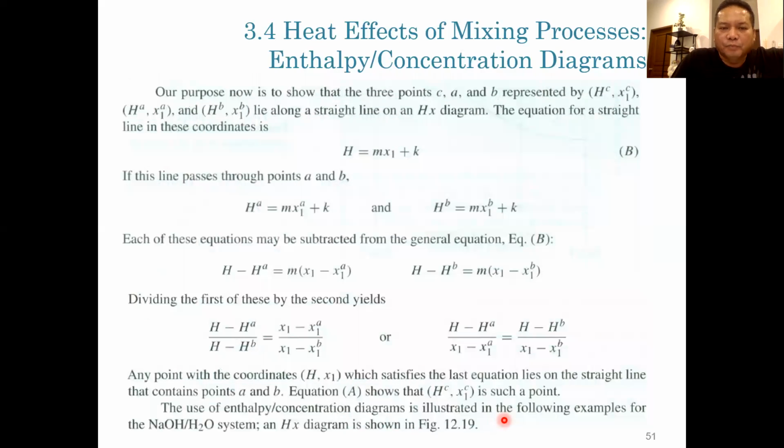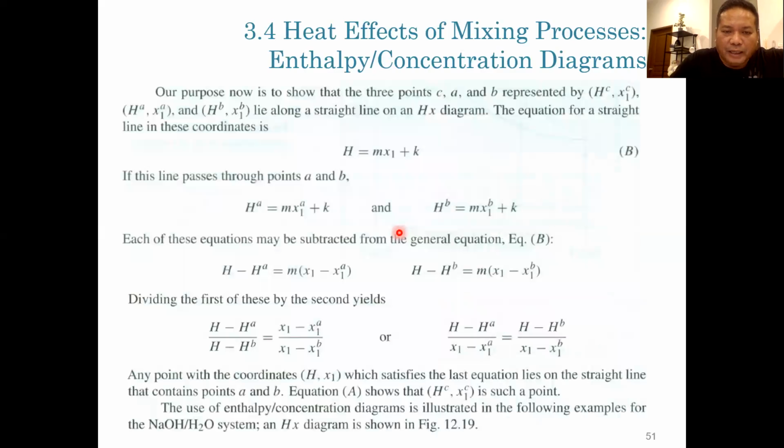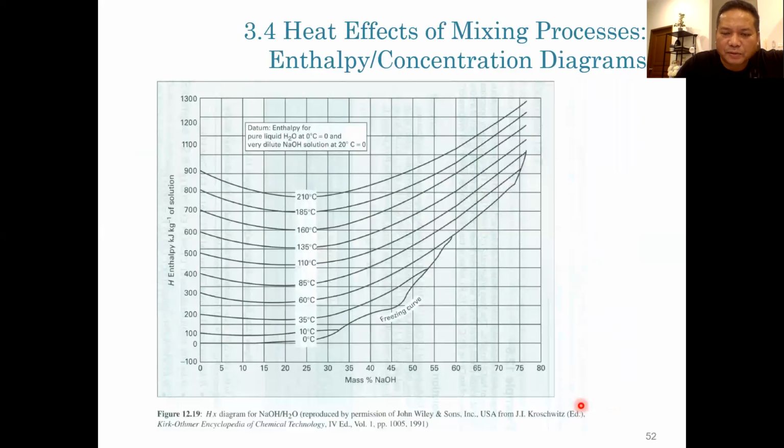Also, we assume that in this part here, it is a straight line. So we can write it in this form, h equals m x1 plus k. It's the same thing. So it's curved, and with this point here, we can use the straight line. This is for sodium oxide mixing with water.